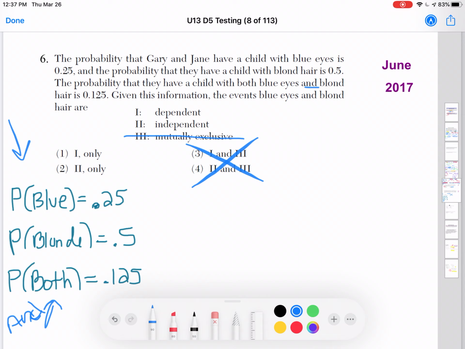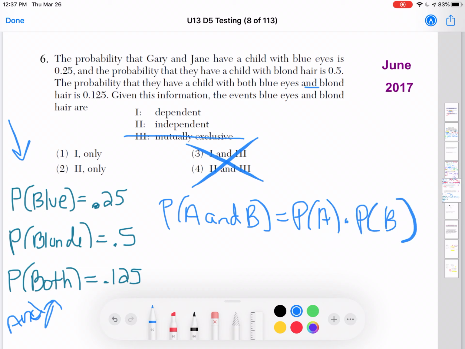So which formula do we want to use? We can use either one here, but I'm thinking let's use the product rule. So probability of A and B is equal to the probability of A times the probability of B. And now we'll just sub in, and is both 0.125 equals 0.25 times 0.5.